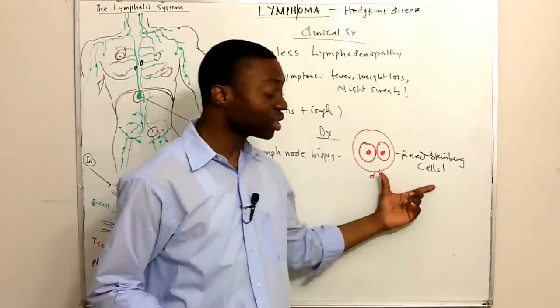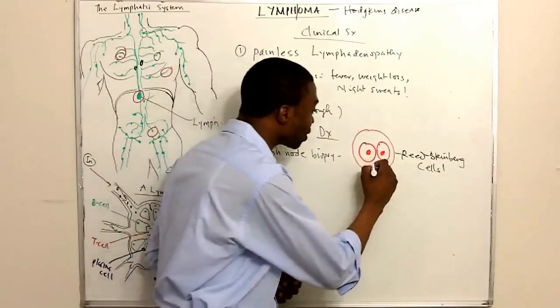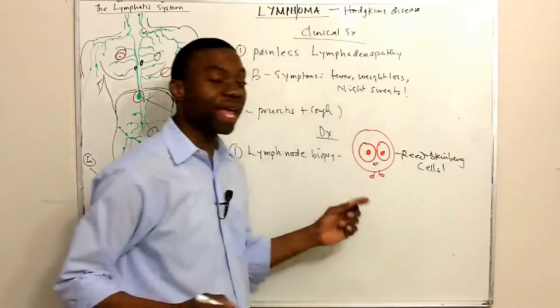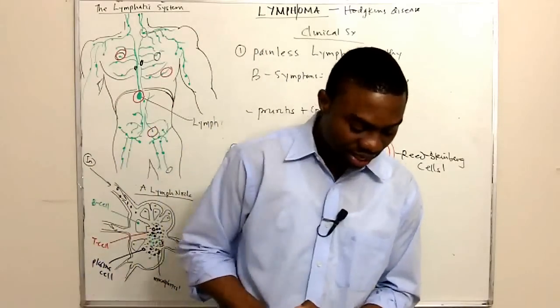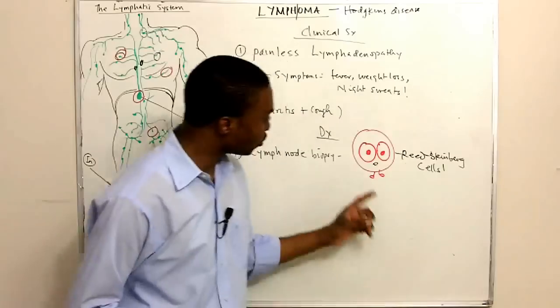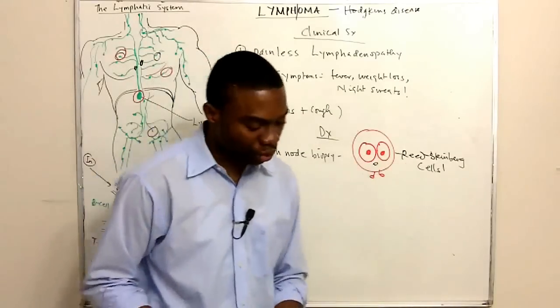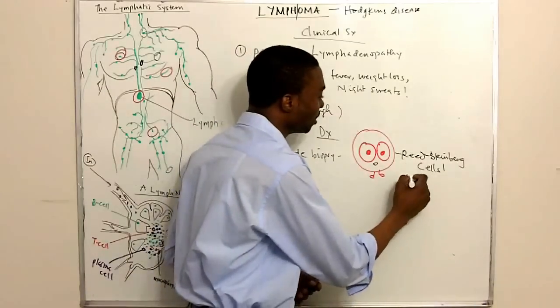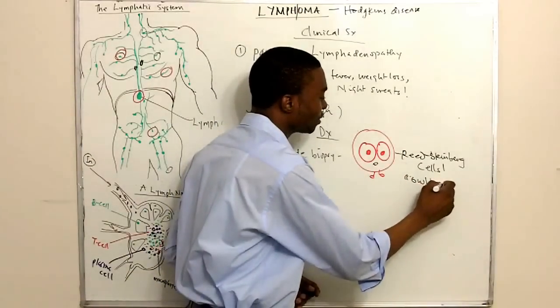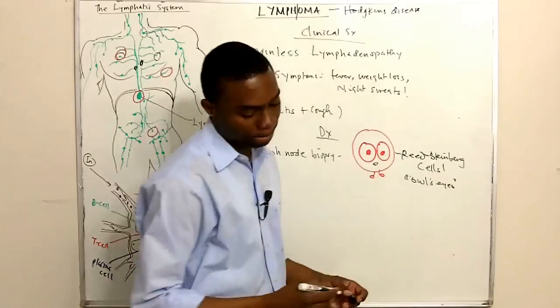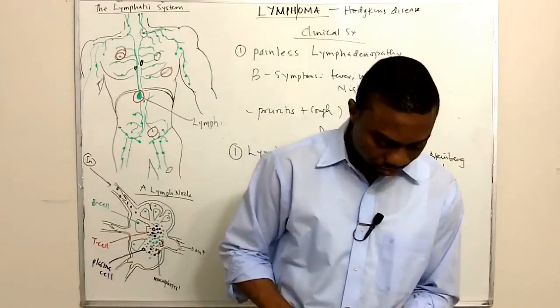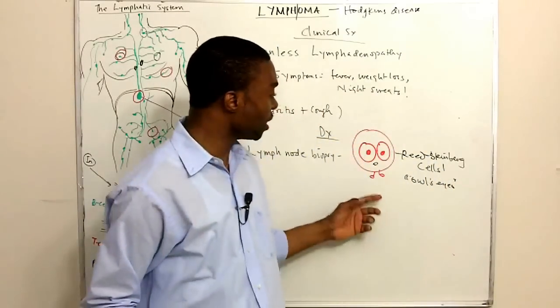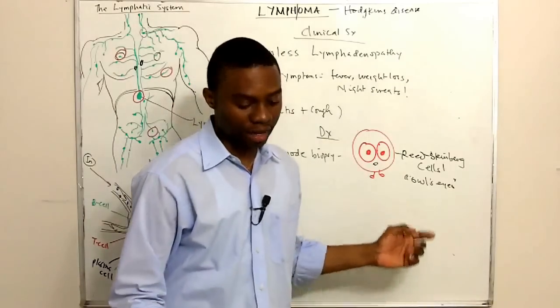Remember, these are actual cancer cells. No matter how cute they try to look with their little mouths, they're actually cancer cells. They are large cells. They have 2 or more nuclei. I'm only drawing 2 here on the board. And they look like owl's eyes, right? They look like owl's eyes. And this is usually a B cell phenotype.